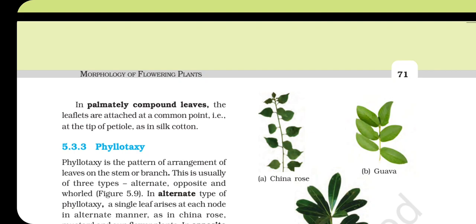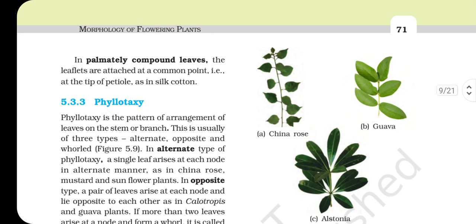Phyllotaxy is the pattern of arrangement of leaves on the stem or branch. This is usually of three types: alternate, opposite, and whorled. In the alternate type of phyllotaxy, a single leaf arises at each node in an alternate manner, as in China rose, mustard, and sunflower plant.